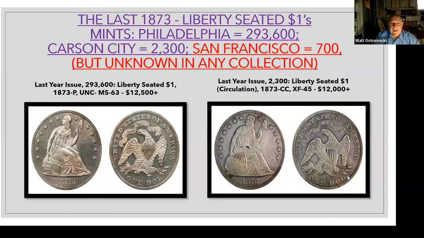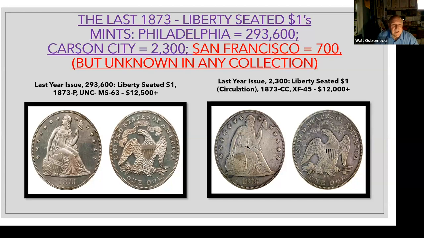So here's the last of the Liberty Seated, which I don't own. These are from the Philadelphia Mint, issued 293,000, roughly. Carson City, 2,300. And look at this. San Francisco struck, according to Mint records from the superintendent's ledger, 700. But not one has been known in any collection. The Eliasberg collection did not have one either, which is, if he didn't have it, I doubt anybody else will. But it's something we could continue to look for today. But beware of counterfeits, and we'll take a look at counterfeits just a little bit later in this program.